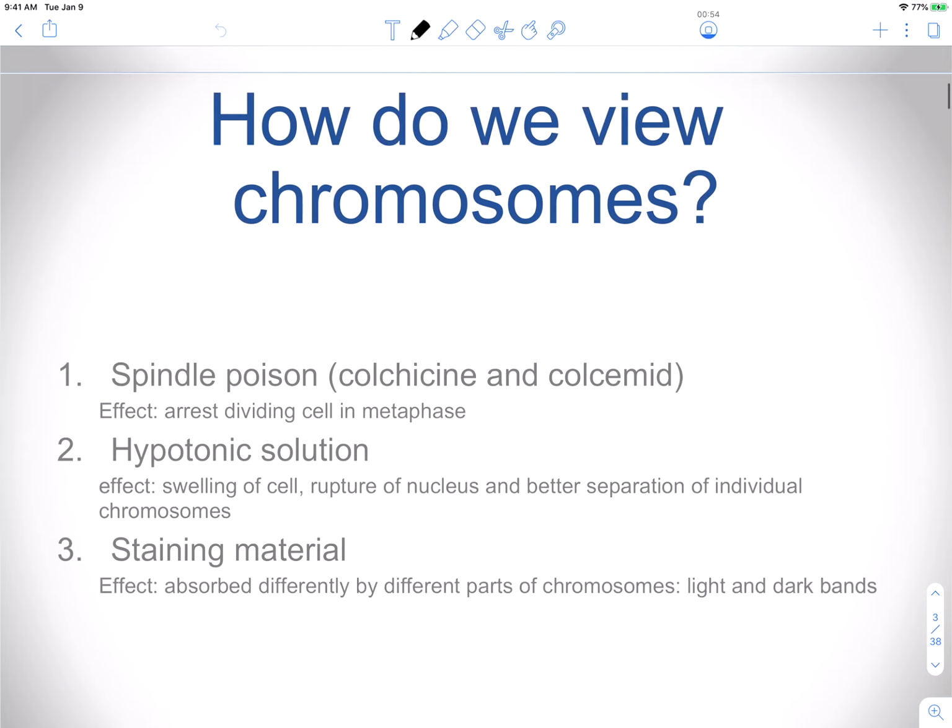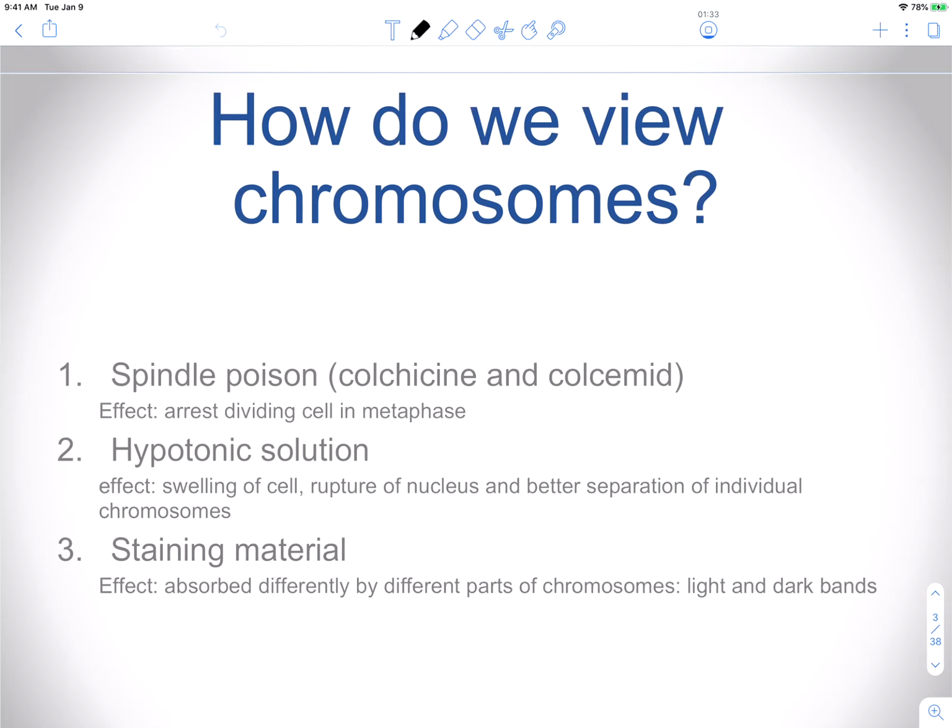So the first thing we have to consider is how we actually look at chromosomes. How do we view chromosomes? There are several ways you can do this. You can disrupt the spindle by using different poisons, and this allows you to stop the dividing cell, and it arrests. You do this in metaphase, and then of course you can see the chromosomes. And then you also want to apply a hypotonic solution, and this is going to cause rupture of the nucleus. So again, you're basically trying to visualize the chromosomes, so you want to disrupt the nucleus to get them out of the nucleus. And then you use some staining materials.